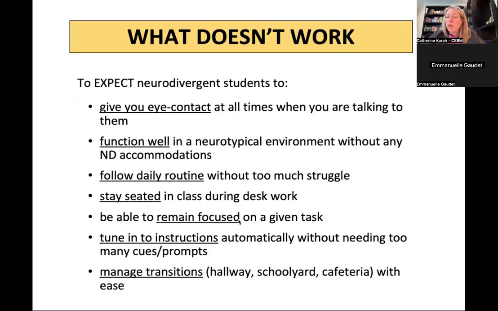and that they're able to remain focused at all times on the task that is given, that they are able to tune into the adult verbal instruction without needing too many visual cues, and that they will be able to manage transitions easily, whether in the hallway, in the schoolyard, or in the cafeteria, and that the sensory isn't an element to take into consideration. And so all of these expectations are not adapted to our neurodiverse population.